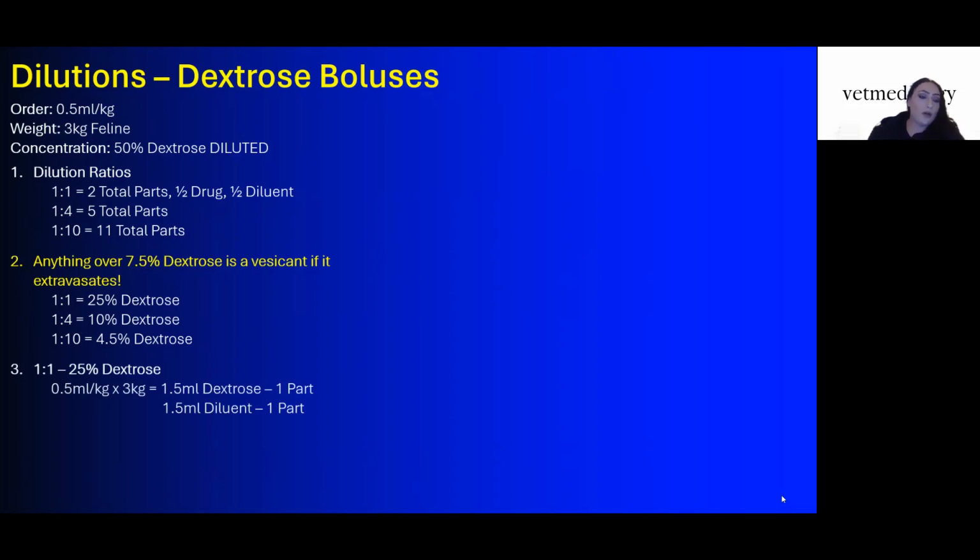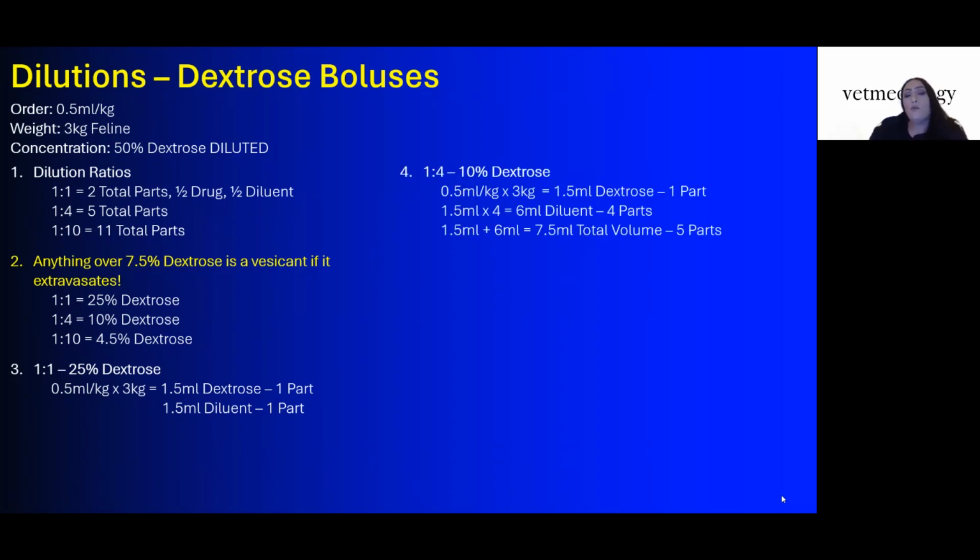So for 1-to-1, 25% dextrose, you want to go ahead and take 0.5 mL per kg, our order, times our weight of 3 kg, and that gives you 1.5 mL of dextrose, which is one part, and then you're going to add 1.5 mL of diluent for another part.